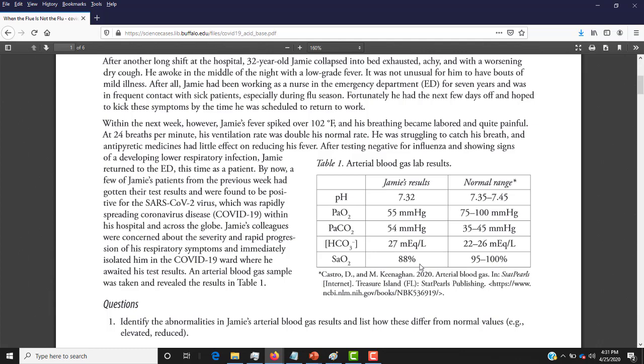Now, a couple things I'll mention about this data table. Whenever you see a value that's way too high or way too low, that should immediately draw your attention. That should really stick out as a big red flag.